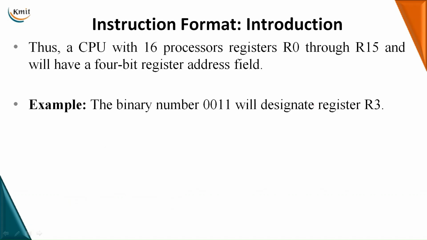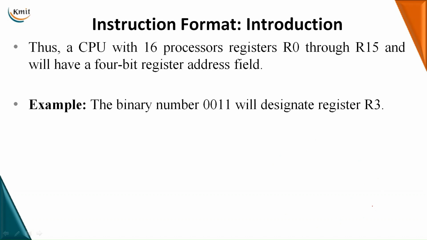So if you consider a CPU with 16 processor registers, R0 to R15 are present in the CPU, the address of a particular register is mentioned with the help of 4 bits. So starting from 0000 to 1111. For example, if you take a binary number 0011, that is nothing but it designates the register R3.